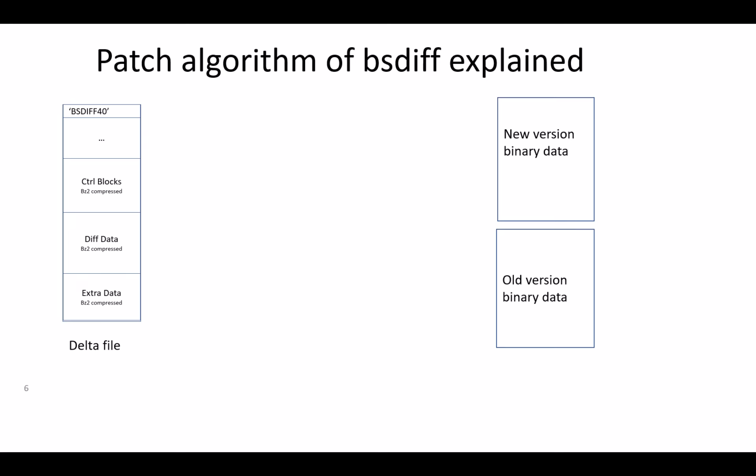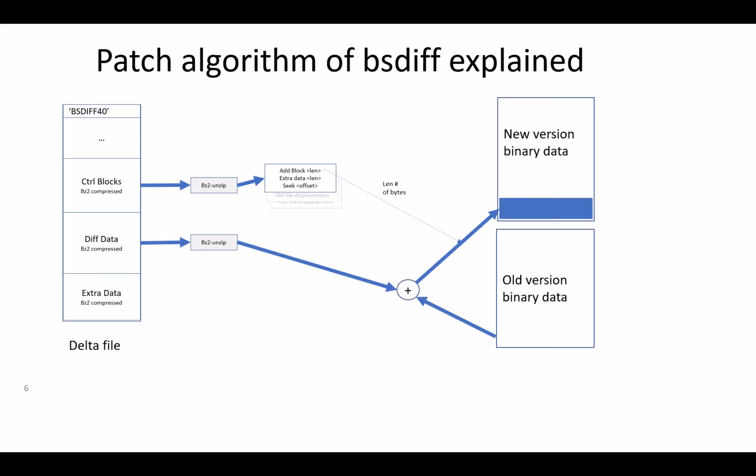So the delta file looks like this. There is obviously a header and then we have three blocks: a control block, a diff data block, and an extra data block. All are compressed with BZ2, but essentially it could also be done with a different compression algorithm. We can modify that. And then we unzip the control blocks, and each control block has an add block length, extra data length, and a seek offset. What does it mean?